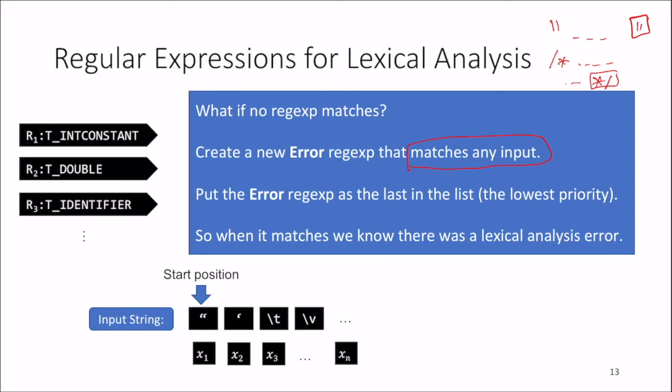But it matches with the lowest priority. So if anything else matches, it would prefer that. But if nothing else matches, then it's a kind of token that would collect everything and say, oh, this must be an error. So when it matches, we know that there was a lexical analysis error, and we report that error to the programmer.